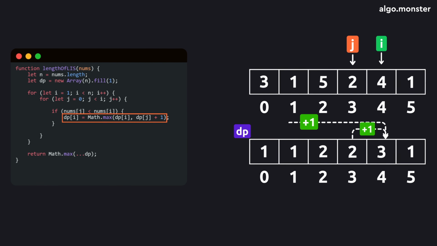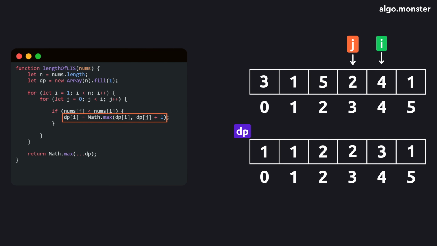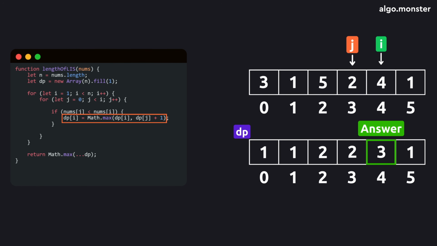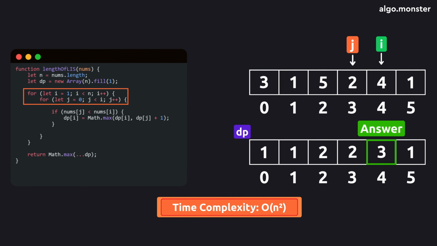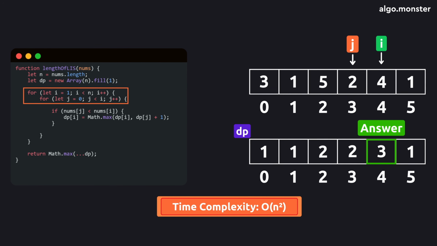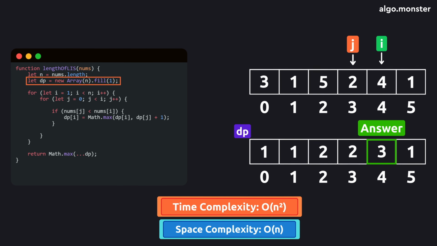The final result will be stored in one of the cells of the dp array. We just take the maximum from dp. That's the length of the longest increasing subsequence. Now let's estimate the complexity. Time. The outer loop runs n times. The inner loop runs on average about n over 2 times. Overall, it's O of n squared. Space. We create a dp array of length n, so it's O of n.